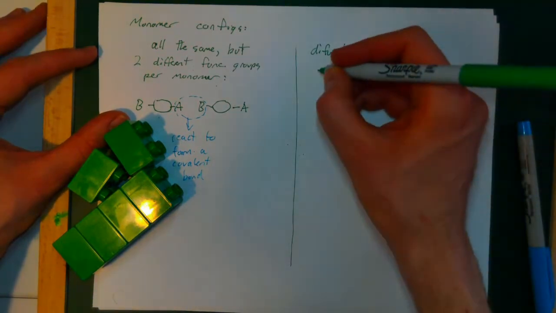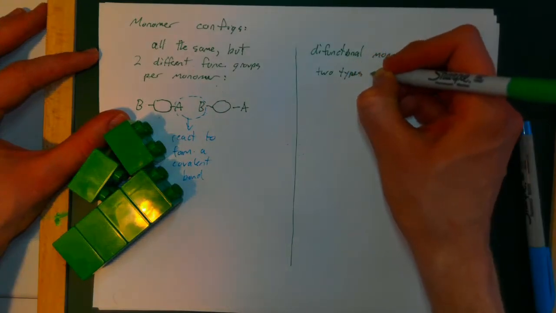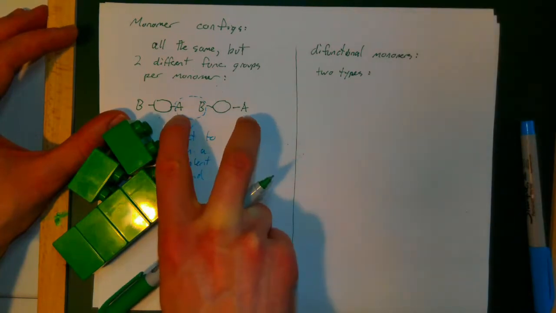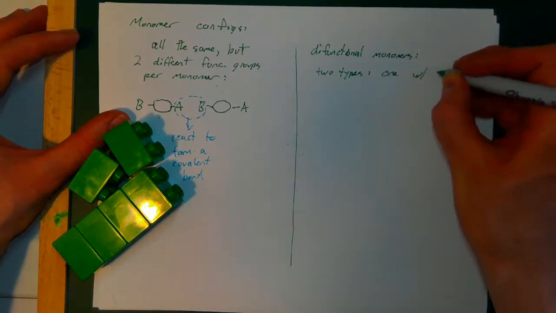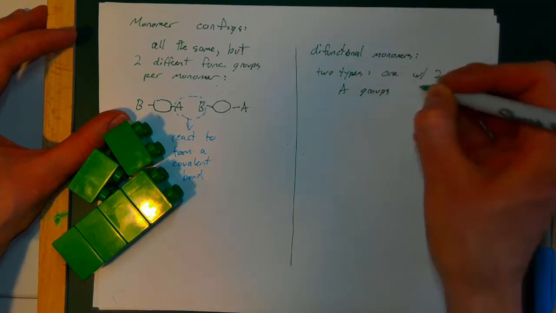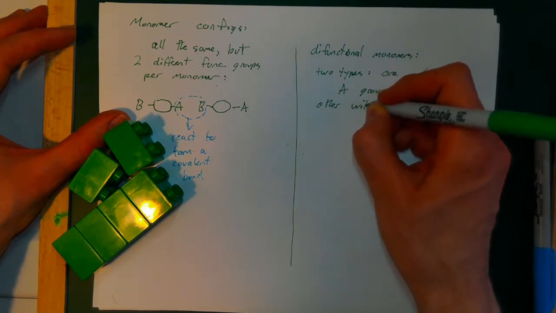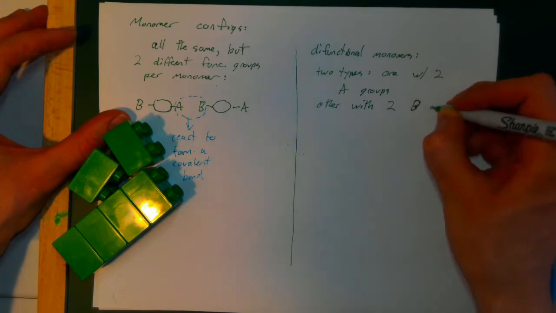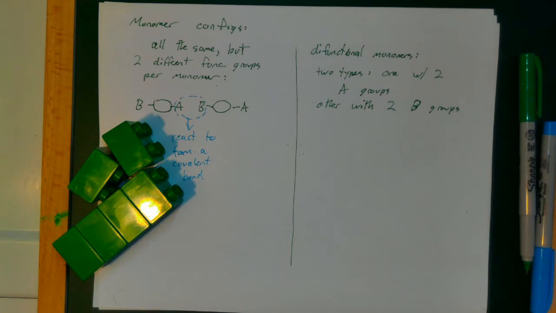And two types. One with two of your, let's call it your A group, two A groups, and then your other with two B groups. So what might that look like?